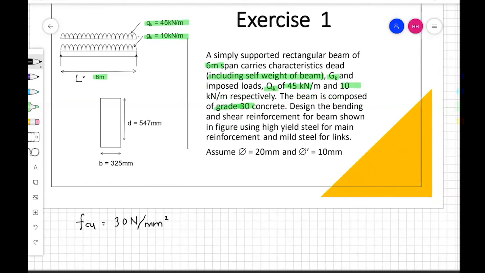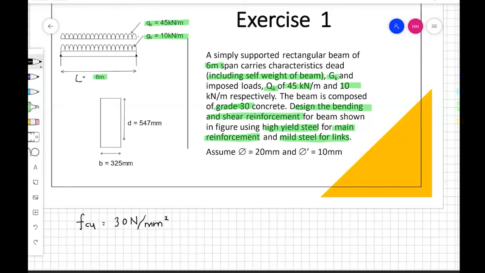Okay. So this one, what does it mean? Maksudnya concrete strength adalah 30 Newton untuk 1 millimeter square. Itu maksud dia. And design the bending and shear reinforcement. So the question asks you to design bending and shear reinforcement. Okay, for beam shown in figure, using high yield steel for main reinforcement, okay, and mild steel for link.